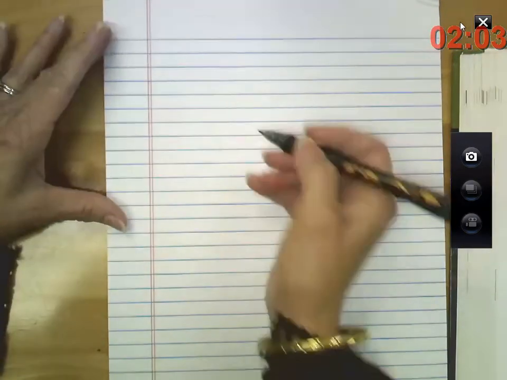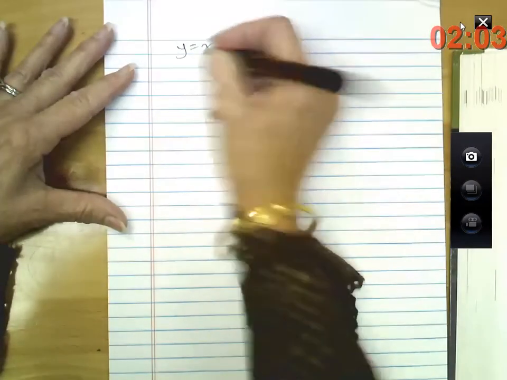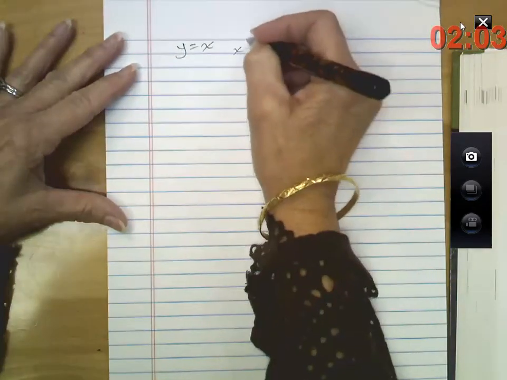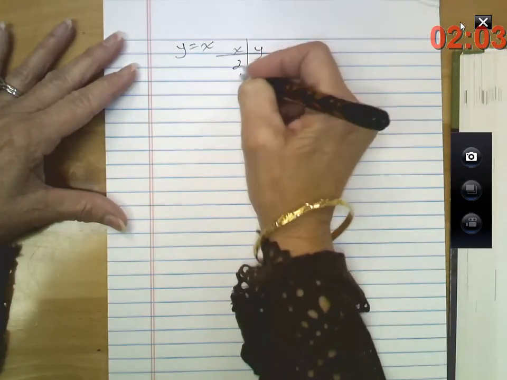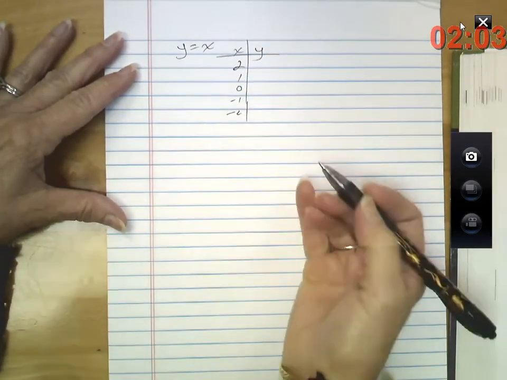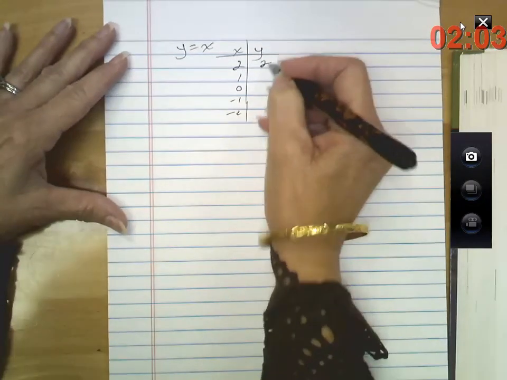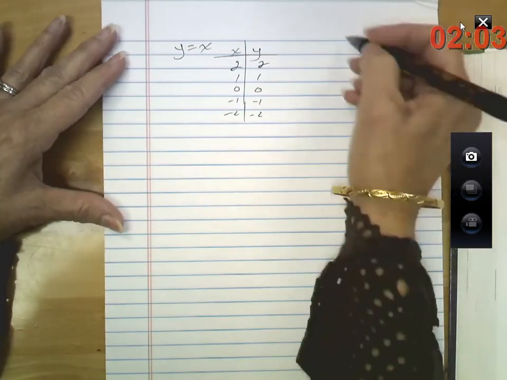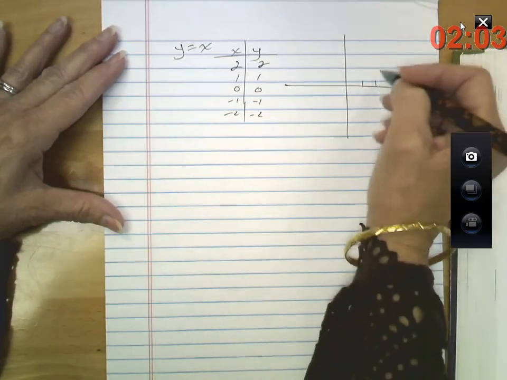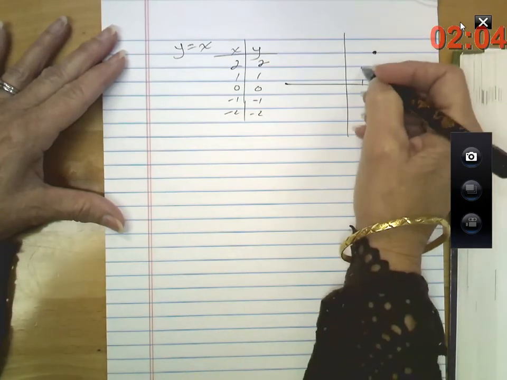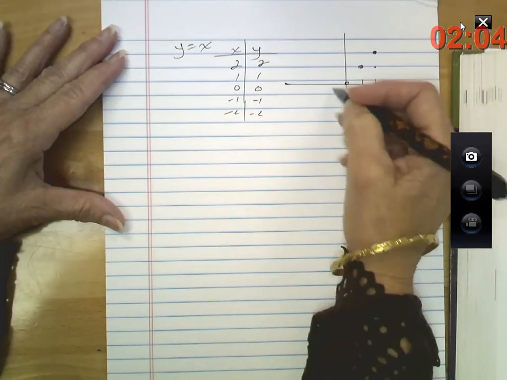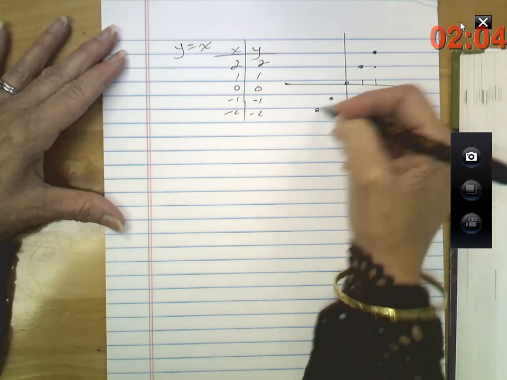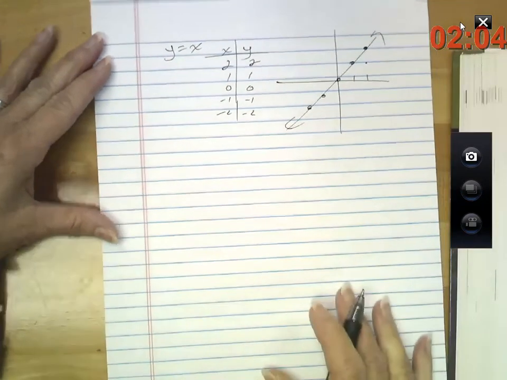Okay, let's look at another one. Let's say we have y equals x. Okay, here's x, and here's y. That one's easy, isn't it? So if that's 2, that's 2. That's 1, 0, negative 1, negative 2. If I graph it, I've got 2, 2, 1, 1, 0, 0, negative 1, negative 1, negative 2, negative 2. And there's my line. Okay?